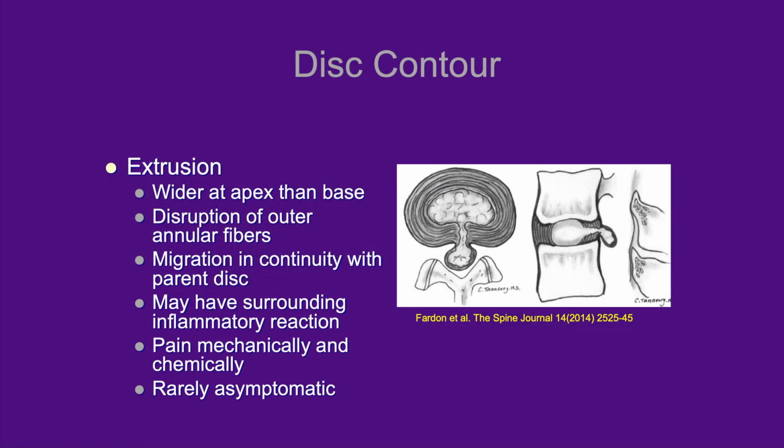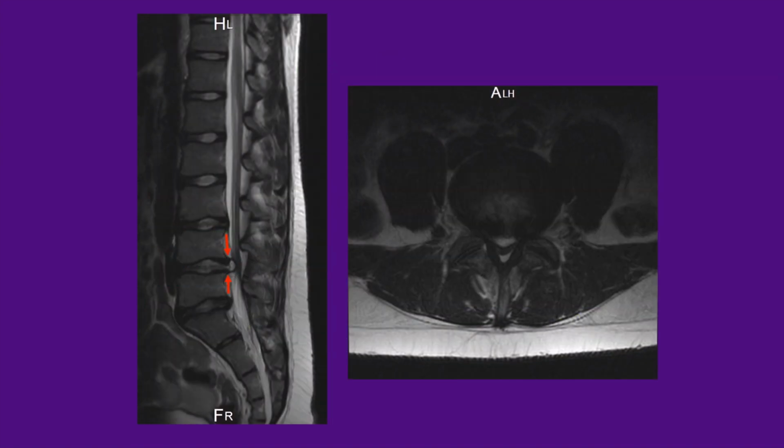A major category of disc herniation is a disc extrusion, where the herniated disc material is constricted at the neck where it escapes from the annulus and is wider at the apex than at the base. These can migrate in continuity with the parent disc. There may be an associated inflammatory reaction, in part due to the release of nucleus pulposus, which can mediate an inflammatory and nociceptive response. Here, a nice example of a disc extrusion. If you look at the sagittal image, you can see that it's constricted where it's escaping from the parent disc.